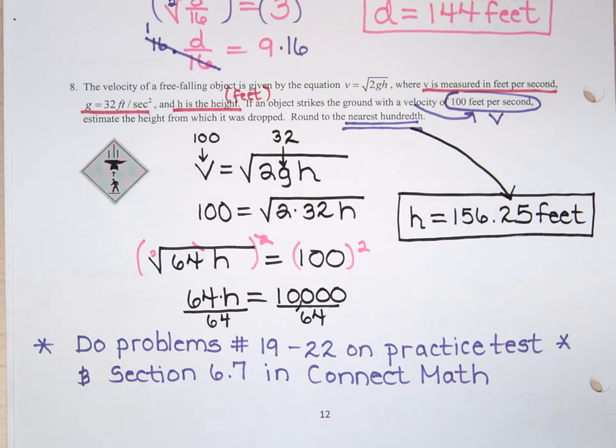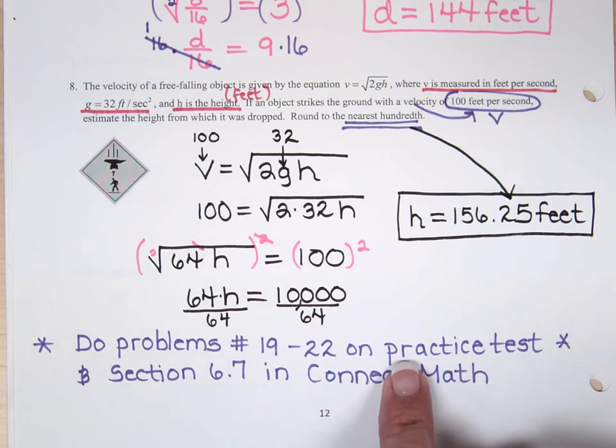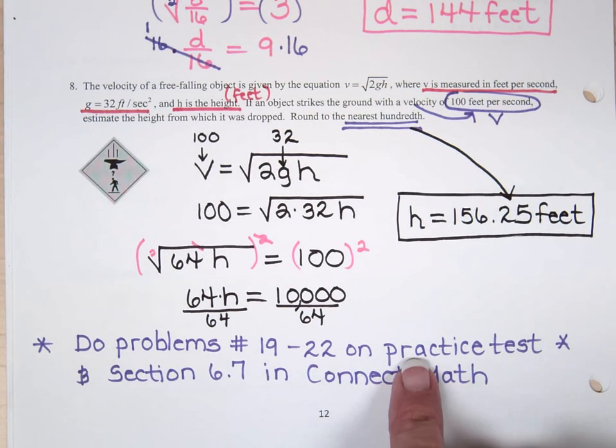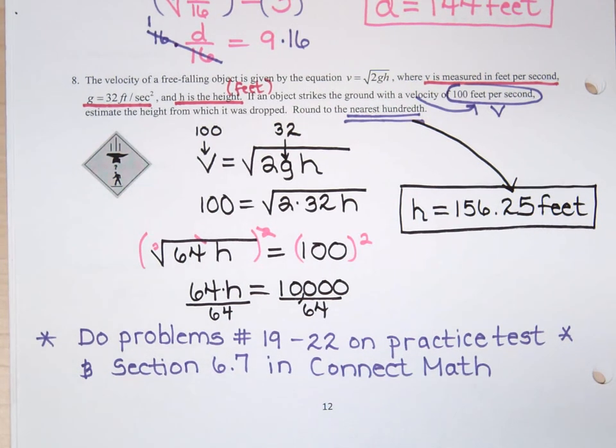So you are ready to do 19 through 22 on the practice test. That's all the radical equations to solve. And you're ready to do 6, 7 in Connect Math. Like I said, there are 4 questions from this section on the test. So this section's definitely worth your time since it's about 20% of your test, just this one section. Okay.